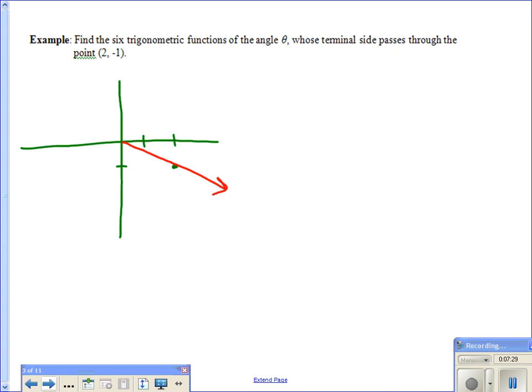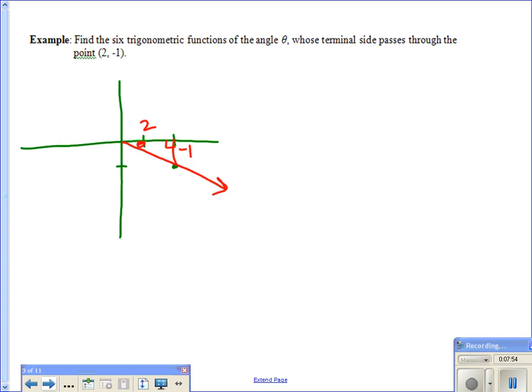If I want to find the trig functions of the angle theta whose terminal side passes through here, remember you're going to always make your triangle with the x-axis, so this is going to be my right triangle. That means right here is going to be theta, so remember theta is always going to be the positive acute angle made with your terminal side and the x-axis. So if you're in the other quadrants on the other side, you'd use the negative x-axis. And we know that this is 2, this is negative 1.